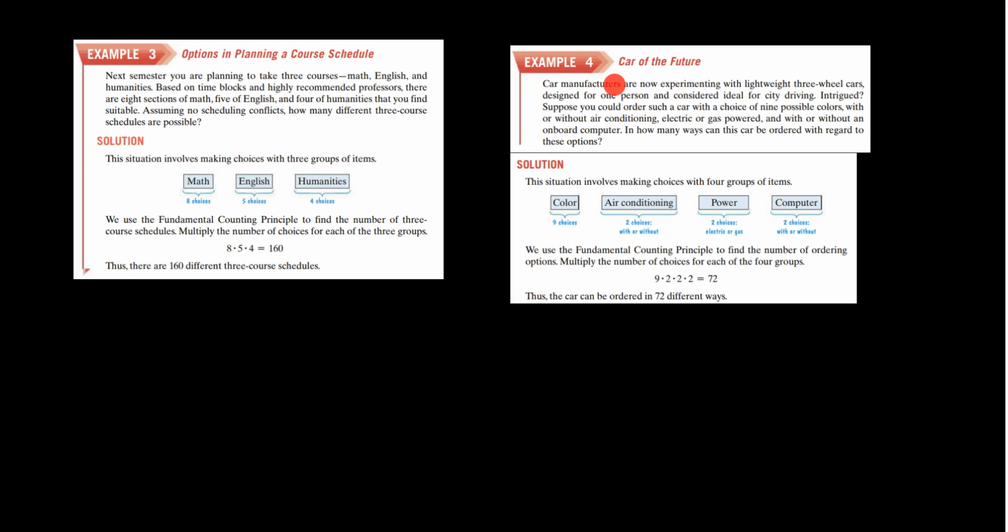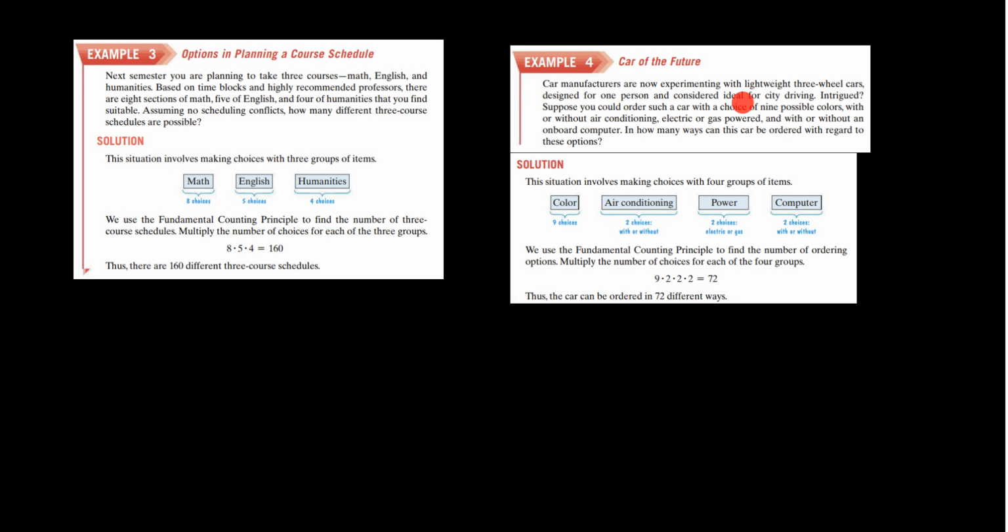So car manufacturers are now experimenting with lightweight 3-wheel cars designed for one person and considered ideal for city driving. Intrigued? Suppose you could order such a car with a choice of 9 possible colors. So we're looking at 9 colors, with or without air conditioning. All right, so with or without, that's 2 options. Electric or gas powered, that's also 2 options. And with or without an onboard computer, that's also 2 options.